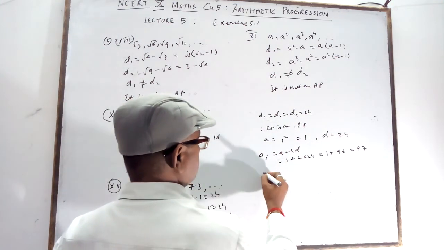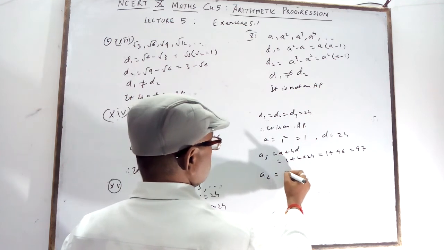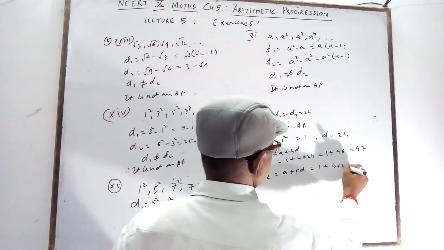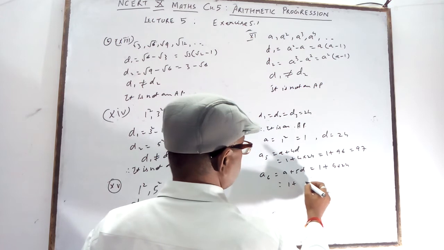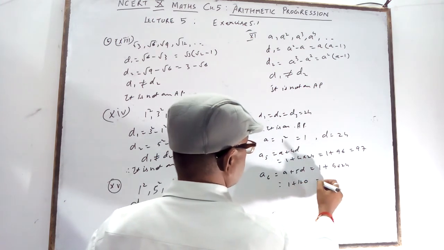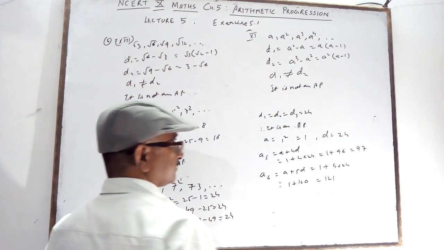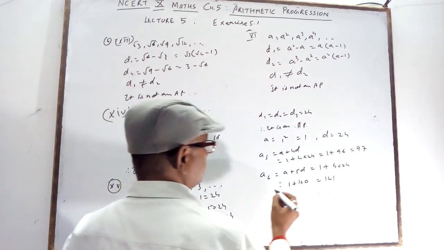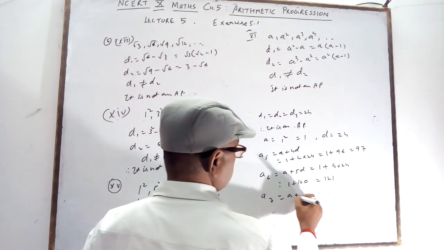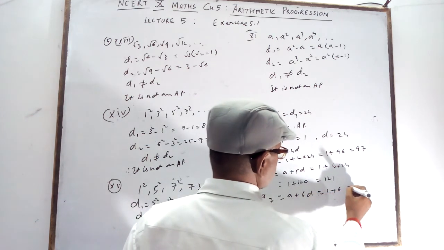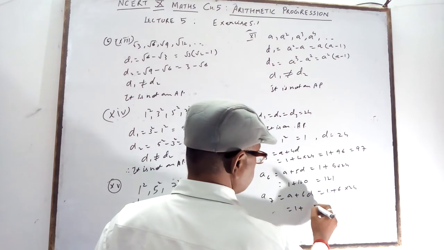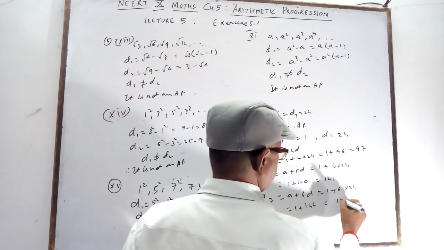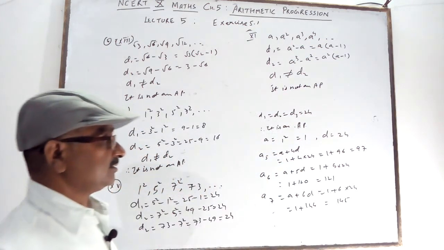You can also add, both options are there. a6 is equal to a plus 5d. a is 1 plus 5 into 24. You are getting 1 plus 120, that is 121. Then a7 is equal to a plus 6d, that is 1 plus 6 into 24, which gives you 1 plus 144.